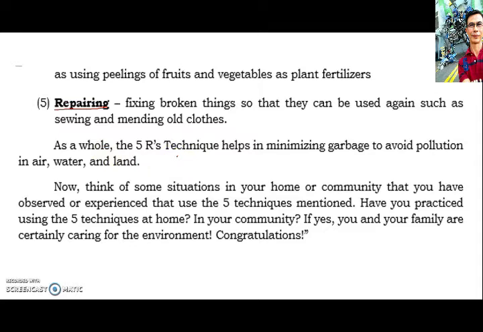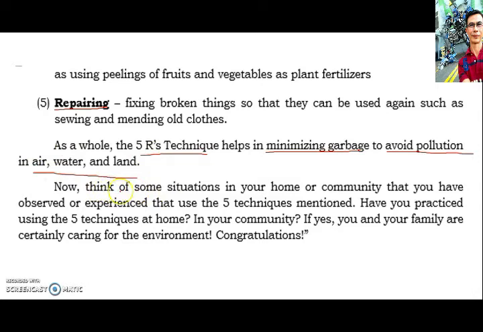As a whole, the 5 R's technique helps in minimizing garbage. So, minimize tayo yung garbage by means of the 5 R's technique. So, yung technique yun yung 5 R's, or yung reduce, reuse, recycle, recover, and repair. To avoid what? To avoid pollution in air, water, and land.